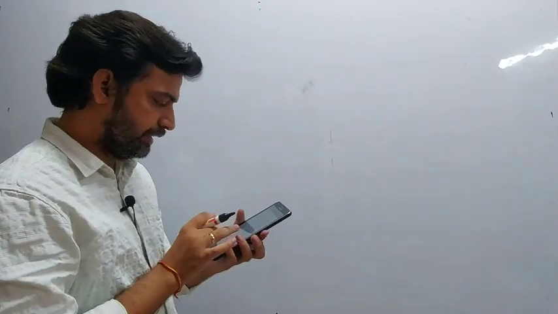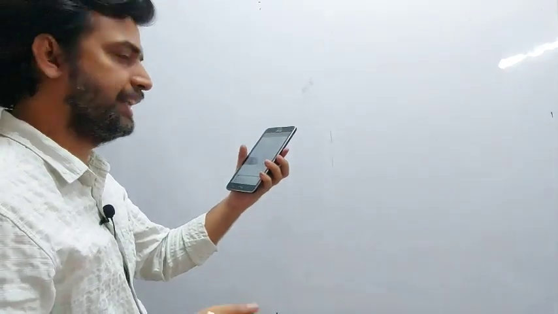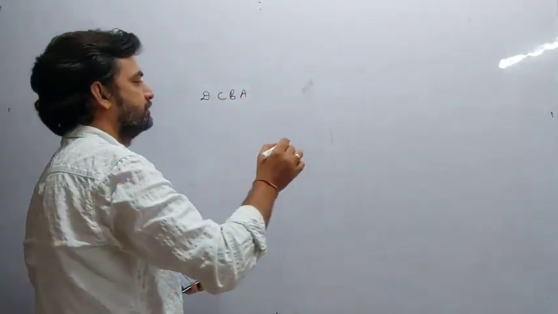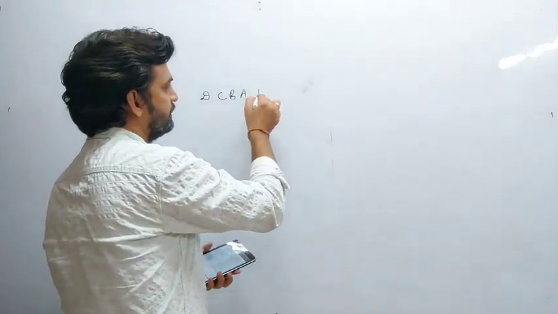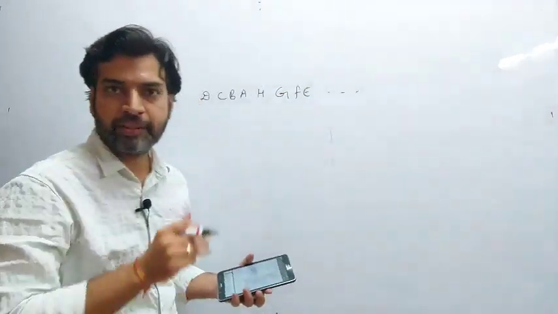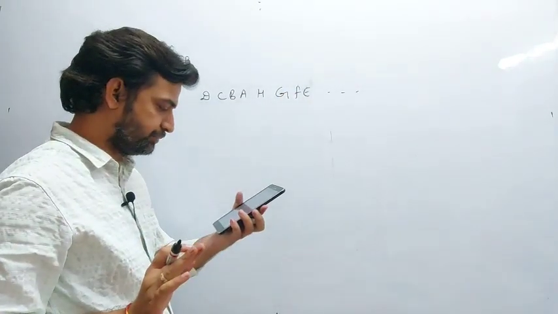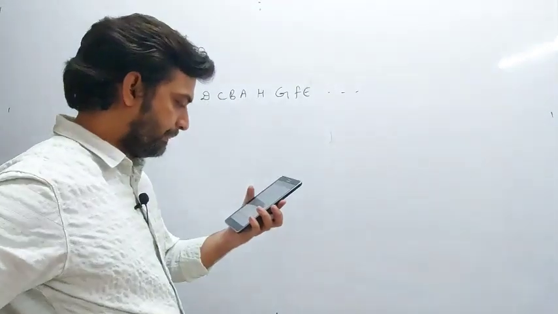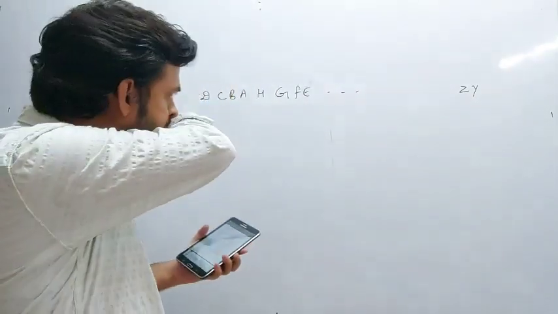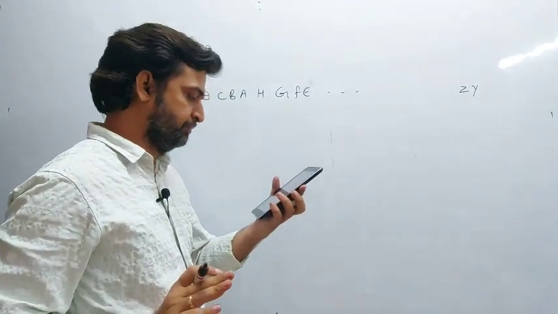The next question says that in the English alphabet, the first 4 letters are written in opposite order, and the next 4 letters are again written in this way, and so on. Right? Means each group of 4 is written in opposite order. And Y and Z are interchanged at the end this way. Clear? Because 4 letters at a time covers 24, and after that the remaining 2 are interchanged with each other.